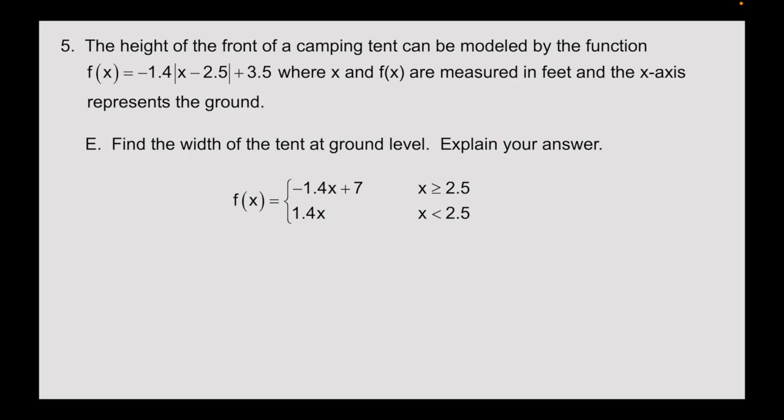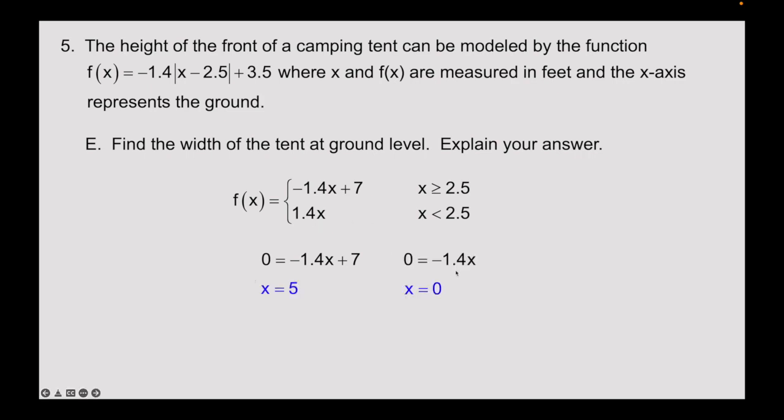So what we're looking at for this one is if we're trying to establish the distance across, we need to know where the height is 0. Wherever the height is 0 is going to tell us about our endpoints. So the height value would be that f of x value. So if I take 0 and I set it equal to the first expression, subtract 7, divide by negative 1.4, and we're going to get 5.